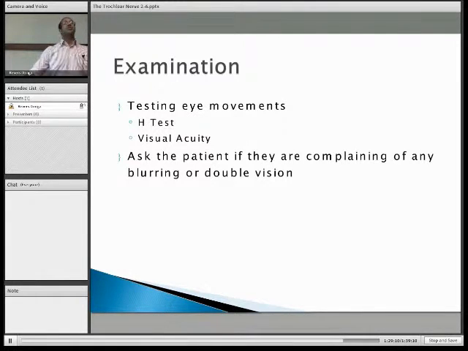We also ask the patient if they've been complaining of any blurring or double vision, and in medical speak that's diplopia.